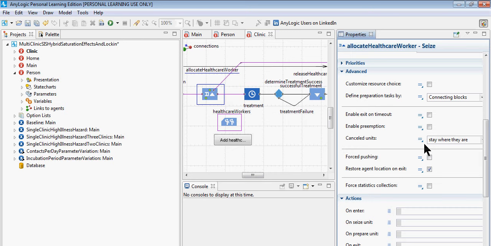Yes, sir. You had mentioned that the first queue, the allocated healthcare worker, yep.